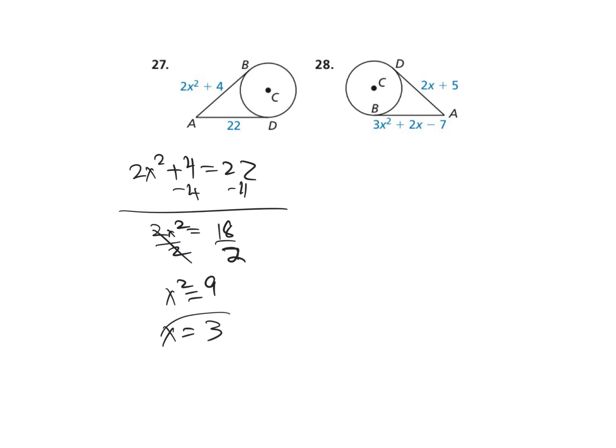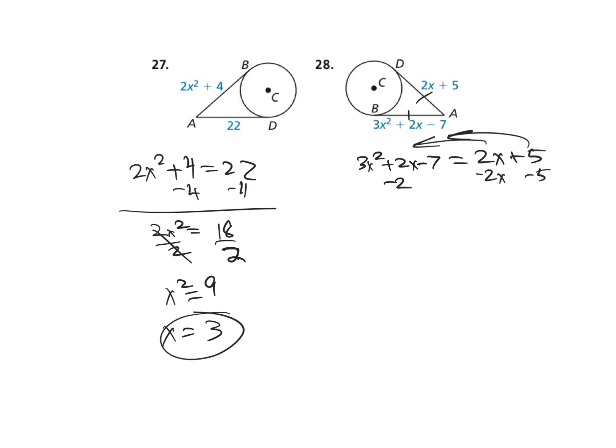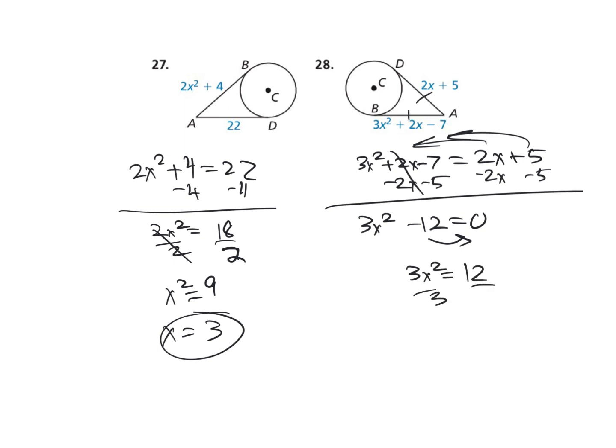Okay, so number 28. These two are equal. 3x squared plus 2x minus 7 equals 2x plus 5. Anytime you can make a trinomial on one side of your equal sign, do so. So we're going to subtract 2x and subtract 5. Watch what happens. 3x squared, the 2x's are gone. We have minus 12 left. And now we can add the 12 to the right. Divide off the 3. x squared equals 4, so x equals 2.